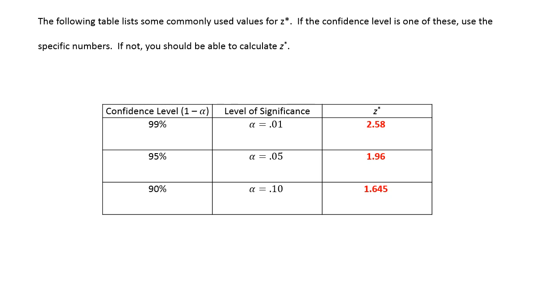Here are some common values that we will use quite often. For a confidence level of 99%, we're going to use 2.58. For 95, we're going to use 1.96. And for 90, we're going to use 1.645. One note here: for the empirical rule, we said about 95% are within 2 standard deviations. The exact number that we're going to use now is 1.96. If you did it with your calculator, you would find it to be 1.96. 2 is just an approximation for that number.